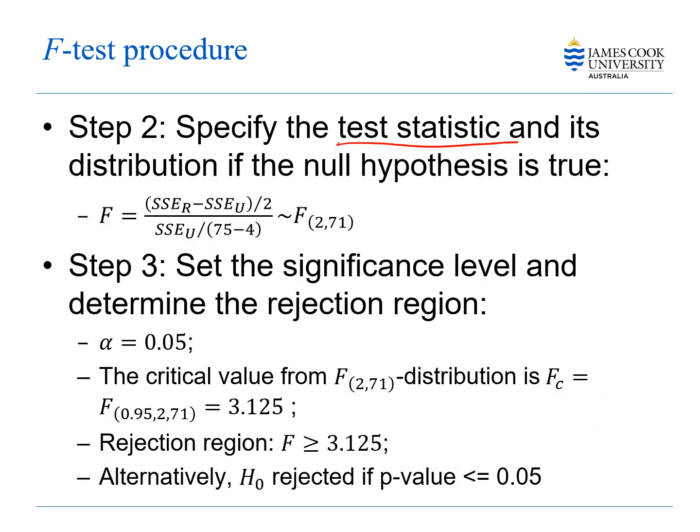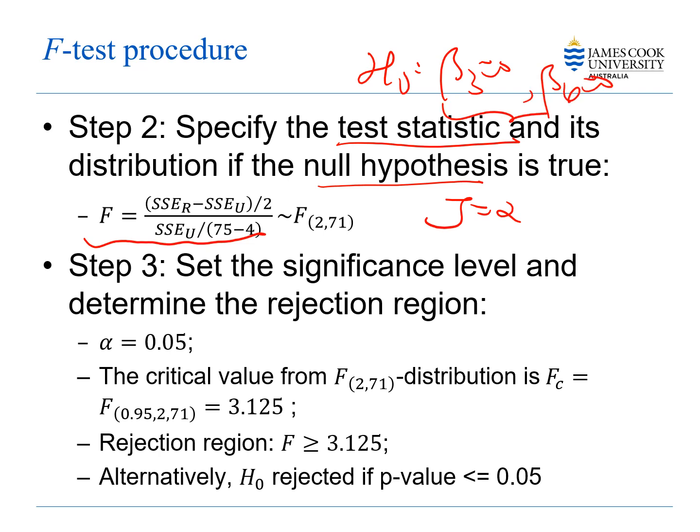Second, specify the test statistic and its distribution under the null. This is our F test statistic. J here is equal to 2, because our null hypothesis, beta 3 equals 0 and beta 4 equals 0, has two restrictions. For the full unrestricted model, we have four parameters: beta 1, beta 2, beta 3, beta 4. So the degrees of freedom of SSE_U is the number of observations, 75, minus 4. Under the null, this test statistic is F distributed with numerator degrees of freedom 2 and denominator degrees of freedom 71. That's step 2.